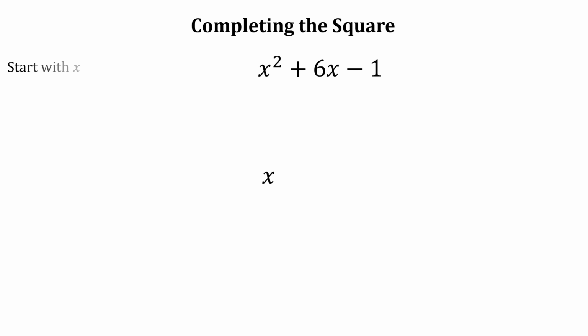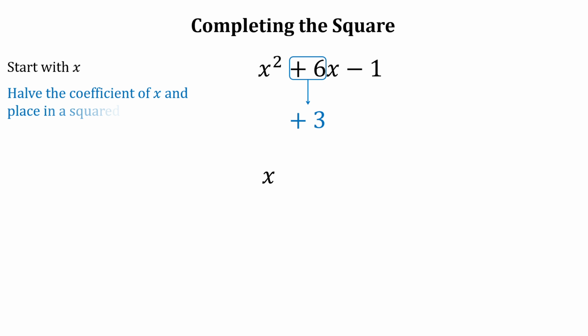First, start by writing x. Then, halve the coefficient of x. Half of 6 is 3, and place it inside a squared bracket. So you get x plus 3 squared.